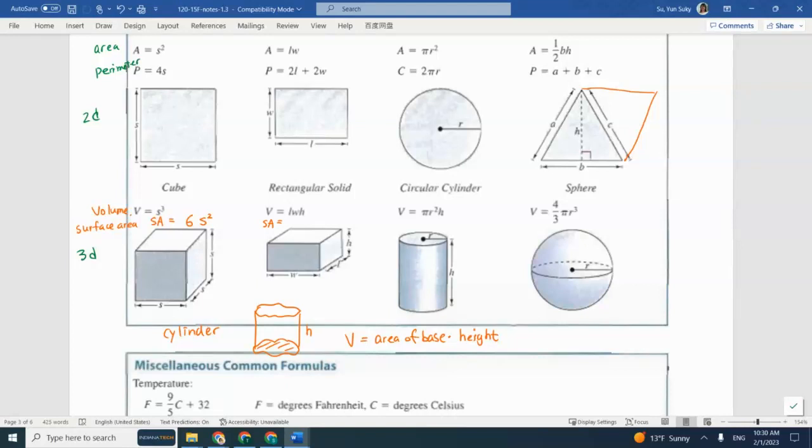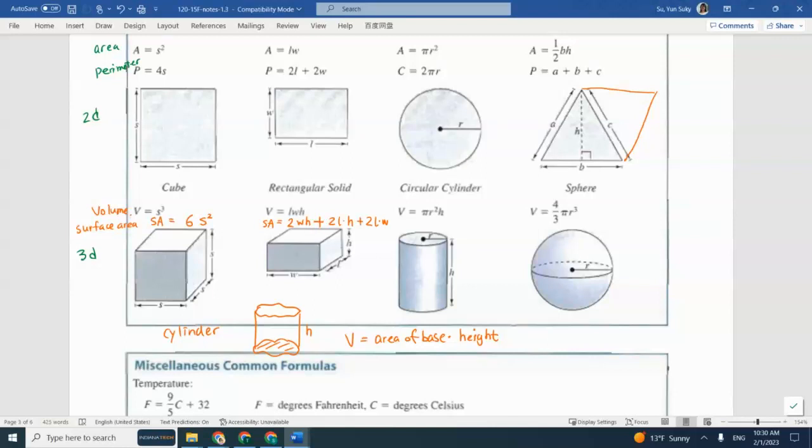Well, it has 6 faces, but the areas are different. The front and the back are the same. Let's say they are width times height, right? So we have 2 times width times height, plus the left face and the right face. They are length times height, plus the top face and the bottom face. So we have 2 times length times width.